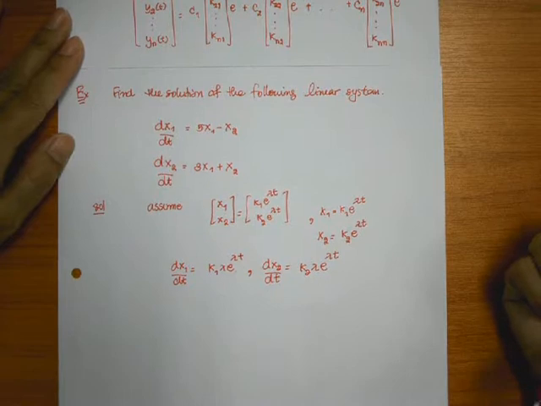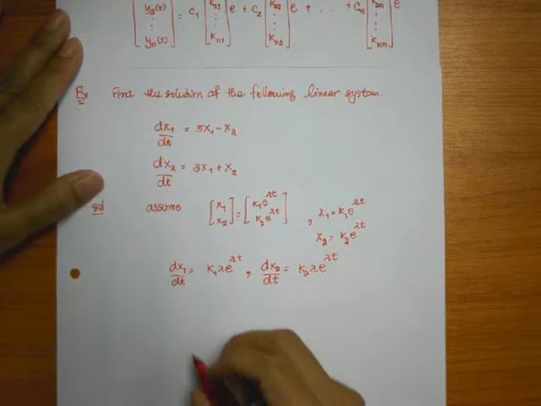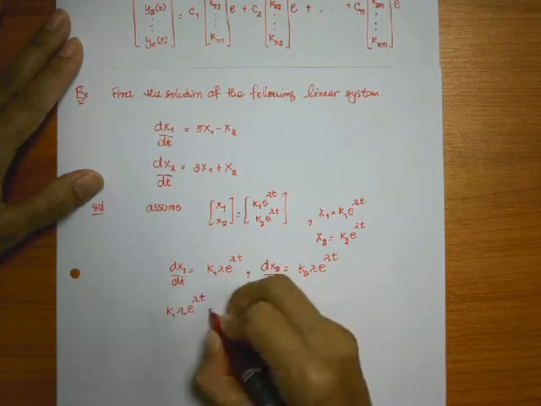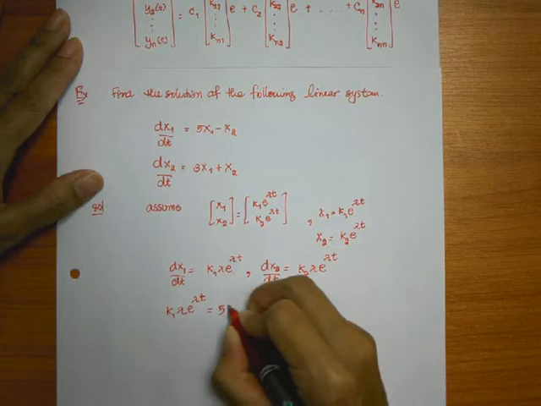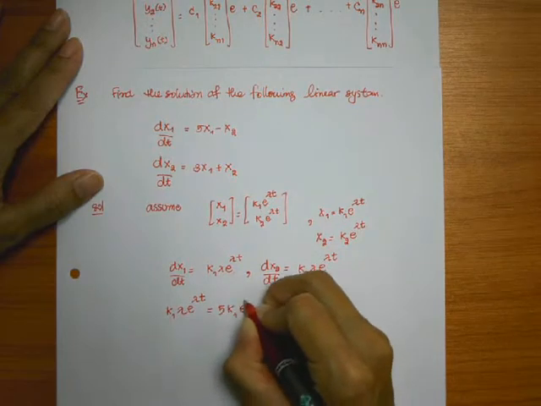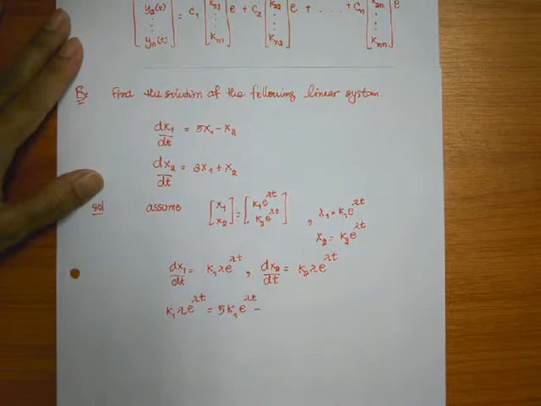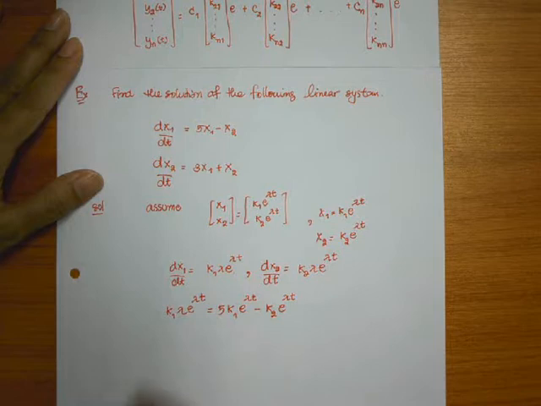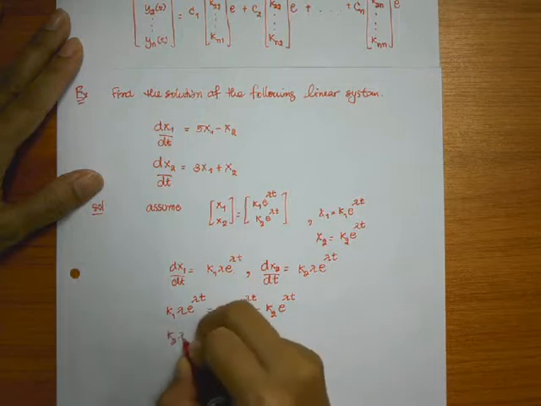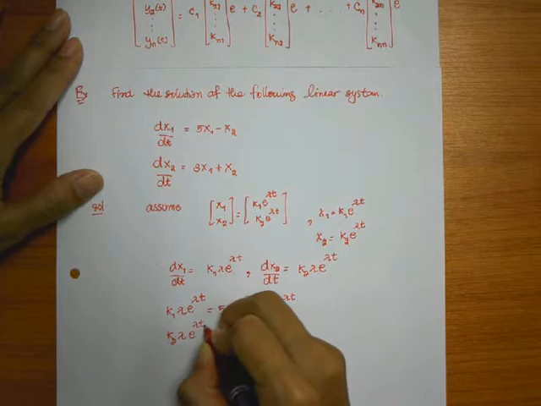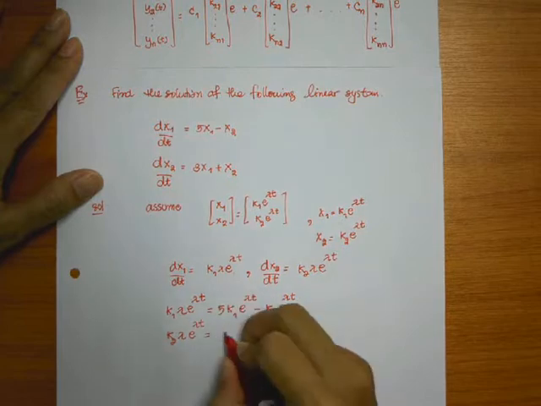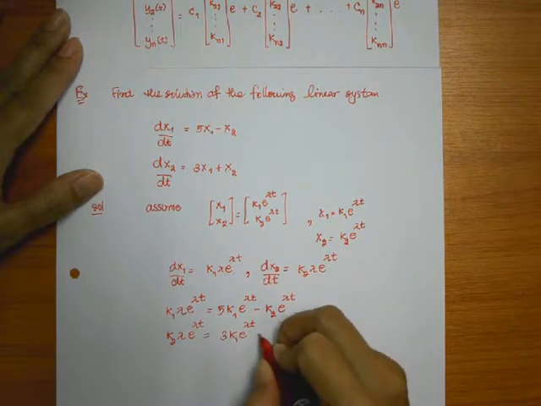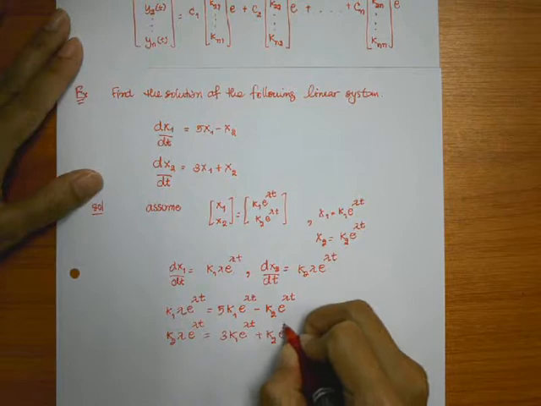So when we have all terms, we plug them back into our linear system. The first equation, we would get k1 lambda times exponential of lambda t, which is equal to 5 k1 times exponential of lambda t minus k2 times exponential of lambda t. And our second equation, we would get k2 lambda times exponential of lambda t, which is equal to 3 k1 times exponential of lambda t plus k2 times exponential of lambda t.